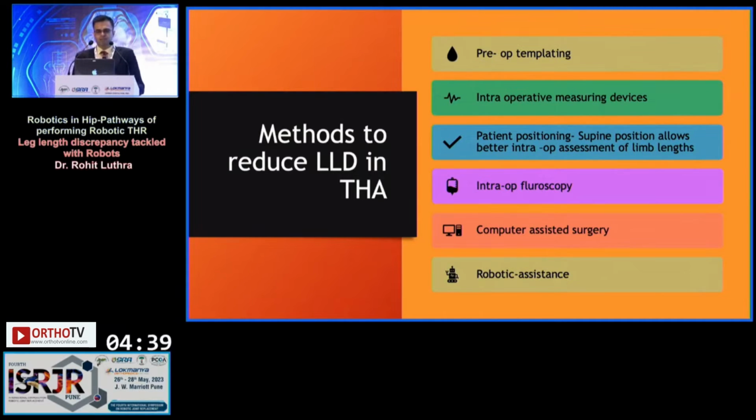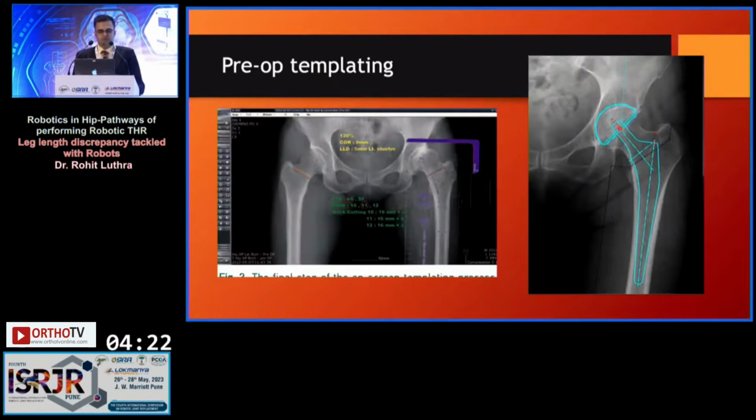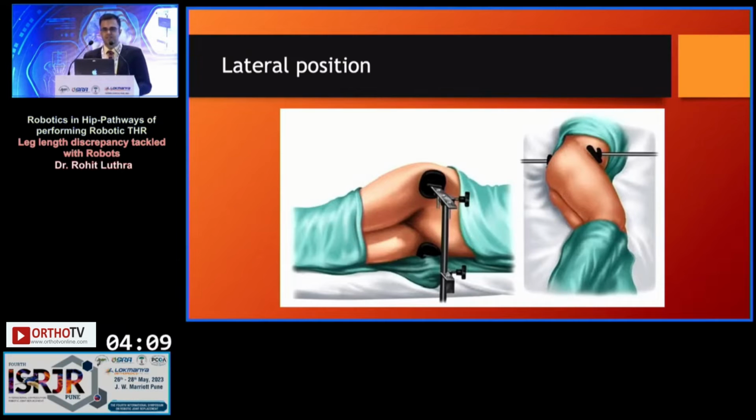One is to do a proper pre-op templating, which is very important, intraoperative measuring devices, then patient positioning. Supine position is always better. You can check the patient at the foot end and feel the malleoli. And then there are various intraoperative fluoroscopy, then there is computer navigation, and lastly robotics. So pre-op templating is very important. So in all cases you should do a proper templating of the cup, of the offset, of the vertical and horizontal offset, what stem you're going to use, how much neck cut you are going to take. So this will reduce your post-op limb length discrepancy.